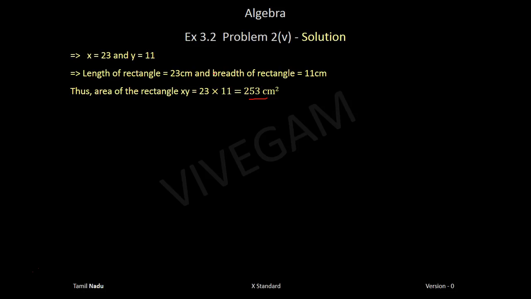And the next condition, the length is decreased by 1, so the length will become 22, and the breadth is increased by 2, that will become 13. So calculate the new area and see how different it is from the original area. Do the verification on your own, and go through this problem one more time. It will become clear. Thanks for watching this video.